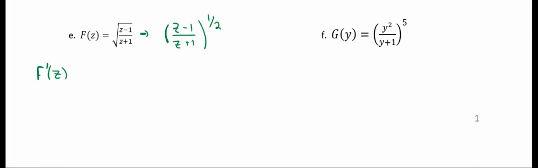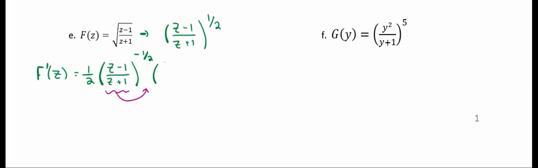derivative of your outer function. So we bring down our power. We rewrite, so z minus 1 over z plus 1. And then we bring down our power, we subtract 1, so minus 1/2. But this is a function we need to do the chain rule on.